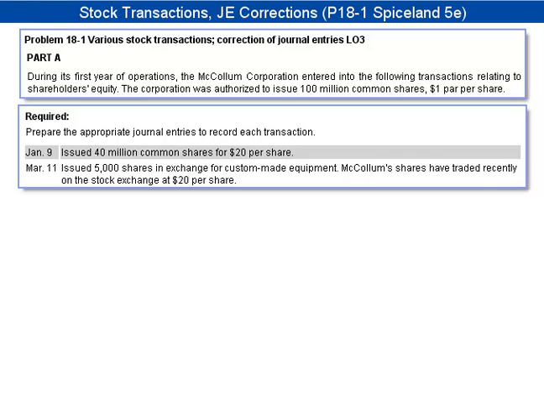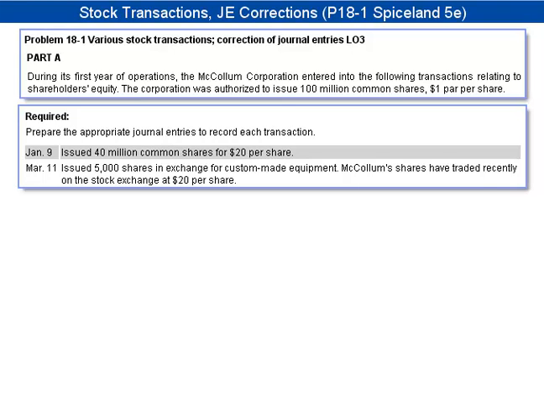Let's take a look at this problem with stock transactions and corrections of journal entries. First, I'll read Part A. During its first year of operations, the McCollum Corporation entered into the following transactions relating to shareholders' equity. The corporation was authorized to issue 100 million common shares at $1 par per share, and our first requirement is to prepare the appropriate journal entries to record each transaction.